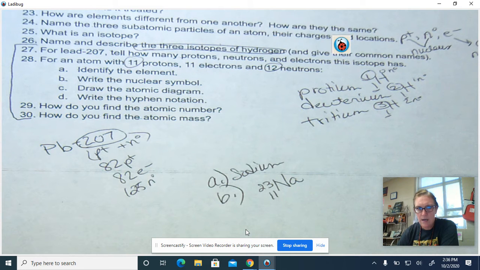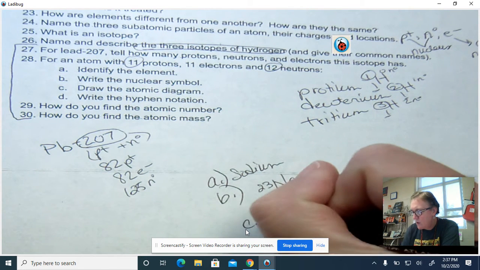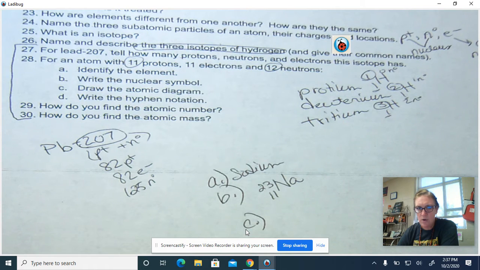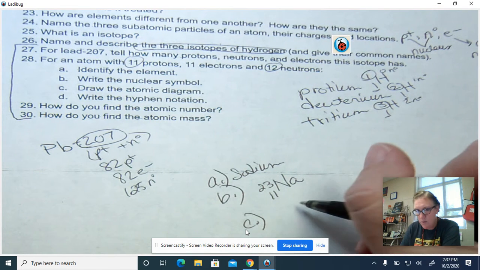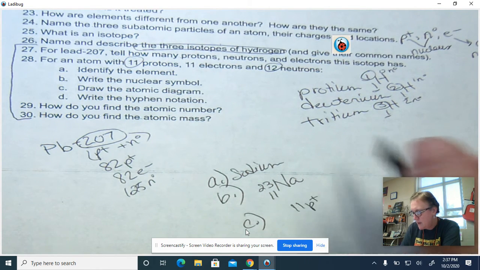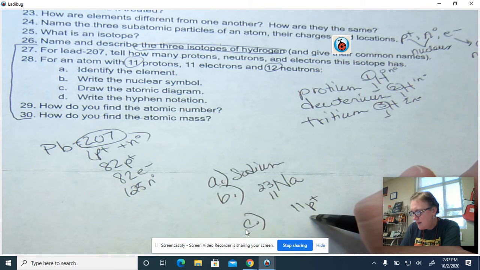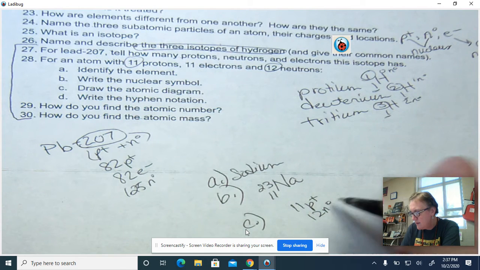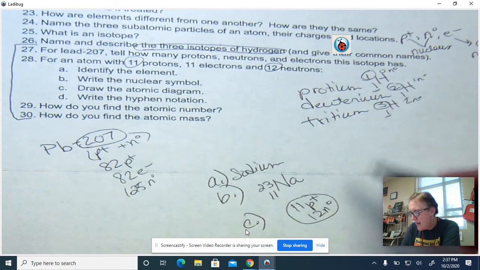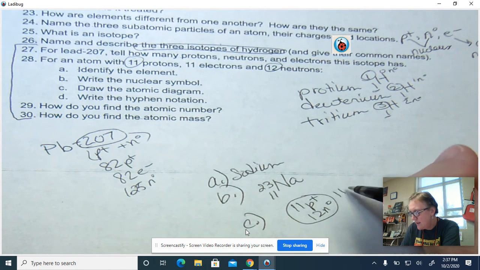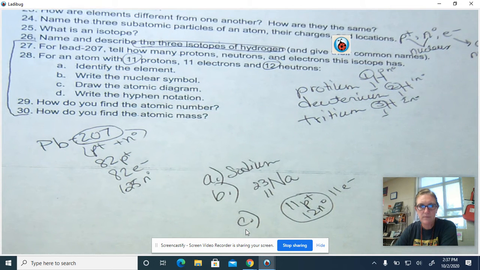Okay, draw the atomic diagram. We're going to put all those protons and neutrons in the center. So 11 protons and, so what would that be? 12 neutrons in the center. And then on the outside, there's our 11 electrons.